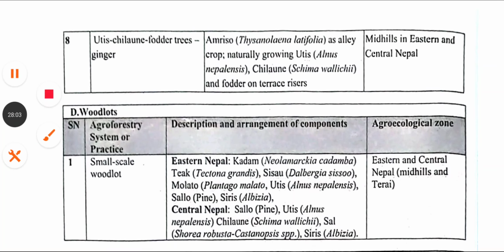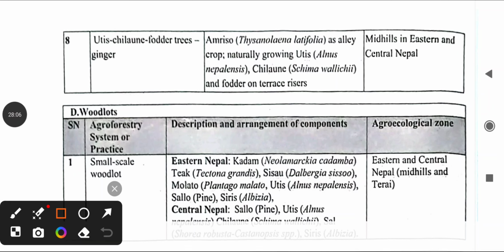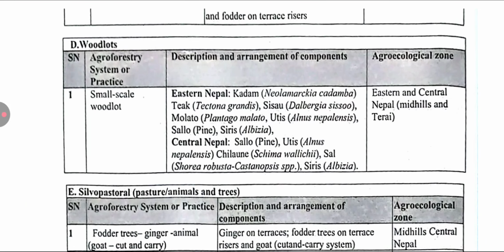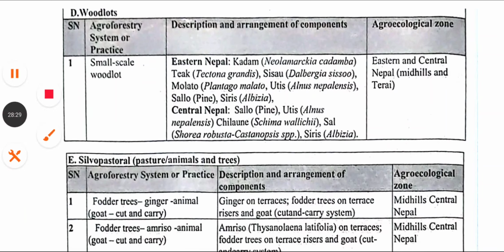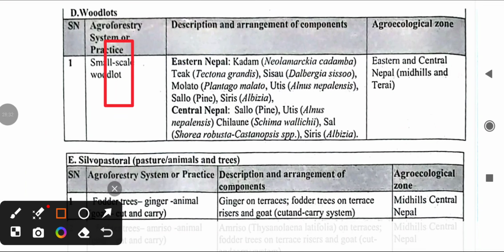Now in number 8, there is Uttis, Chilaune, fodder tree, ginger, Amriso, Thysanolaena latifolia as ale crops, naturally growing Uttis, Chilaune and fodder on terrace, rice, middle in eastern and central Nepal. And woodlot. Now there is woodlot, small scale woodlot. Okay, agroforestry system or practice: small scale woodlot, description and arrangement of component, eastern Nepal.